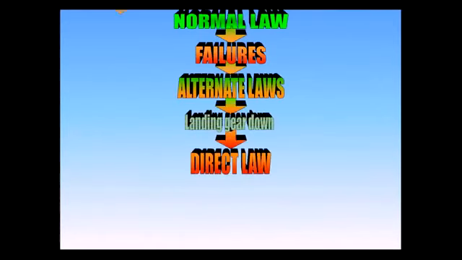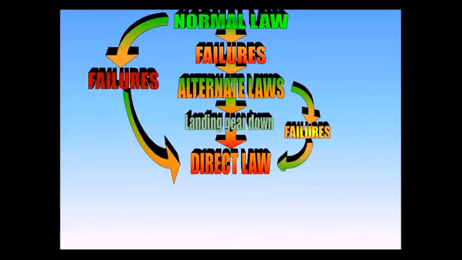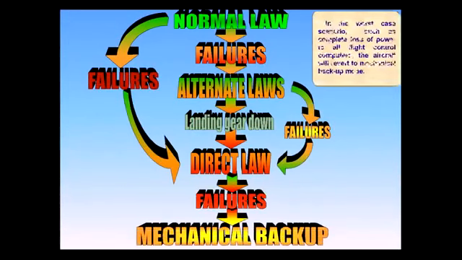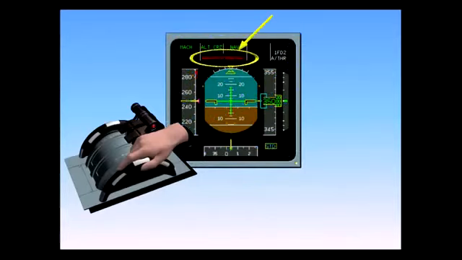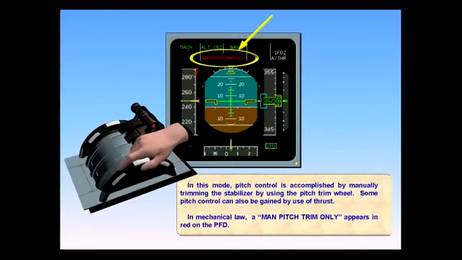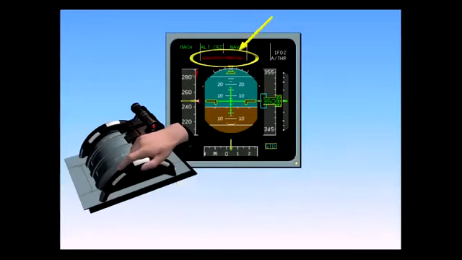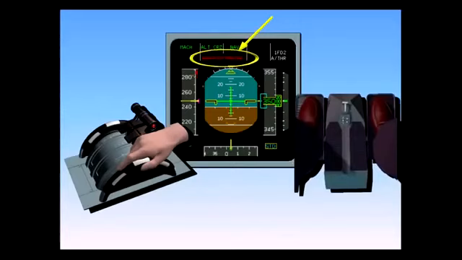In the worst-case scenario, such as complete loss of power to all flight control computers, the aircraft will revert to mechanical backup mode. In this mode, pitch control is accomplished by manually trimming the stabilizer by using the pitch trim wheel. Some pitch control can also be gained by use of thrust. In mechanical law, man pitch trim only appears in red on the PFD. Lateral control is achieved primarily by using the rudder pedals. Some lateral control is also available through thrust.